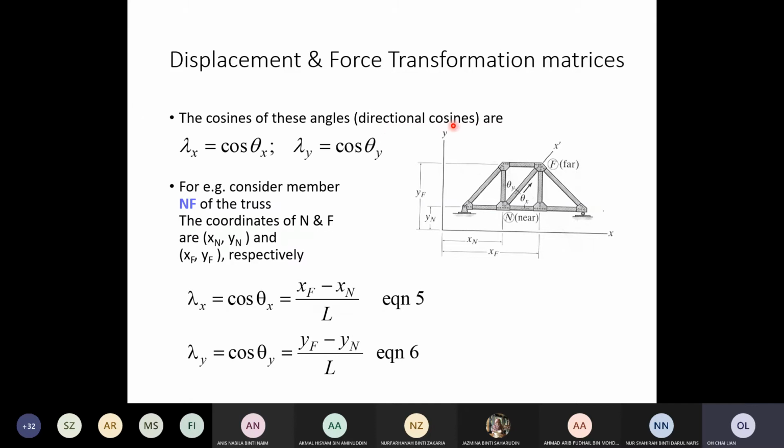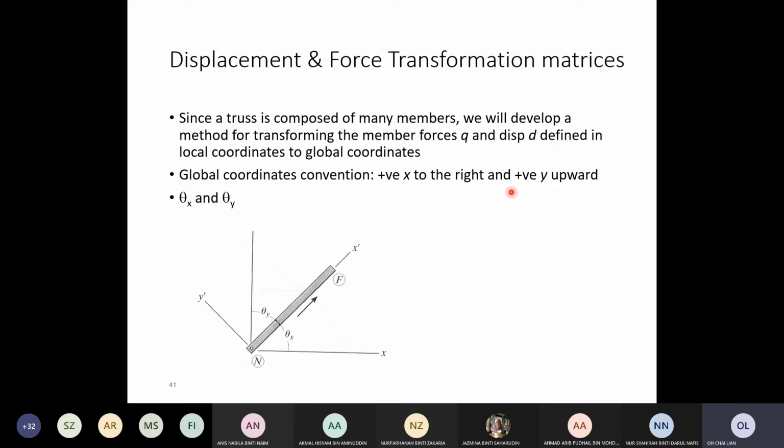Okay, directional cosine is talking about this angle. We take the cosine of this angle, theta x and theta y. If you look at the previous page, you have this theta x and theta y. Now we want to develop a method for transforming the member force Q and displacement D defined in local coordinates. Now we want to change it to global.